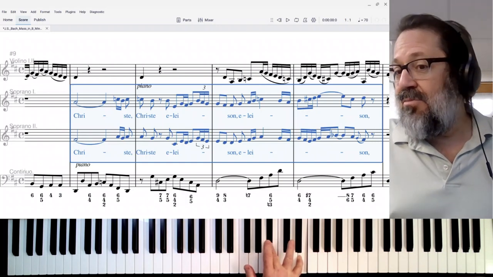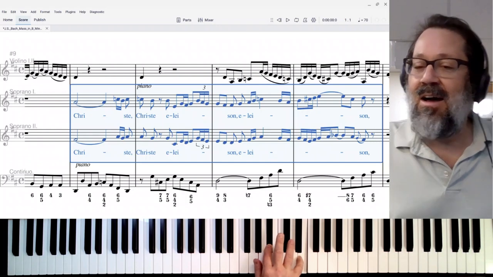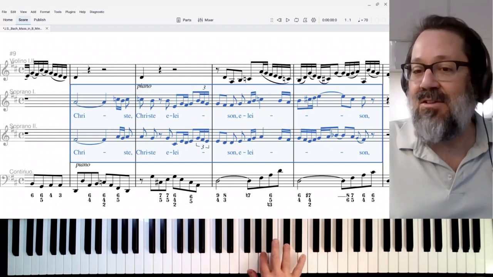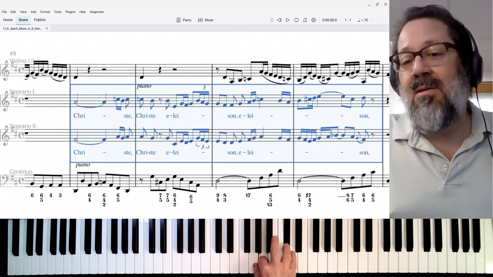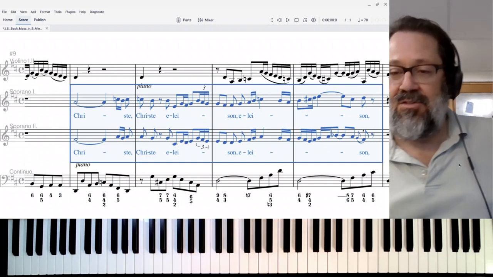Now, the bottom voice moves and creates a lovely tritone here, a nice dissonance that creates some tension that then resolves, and we end on a nice sixth there.